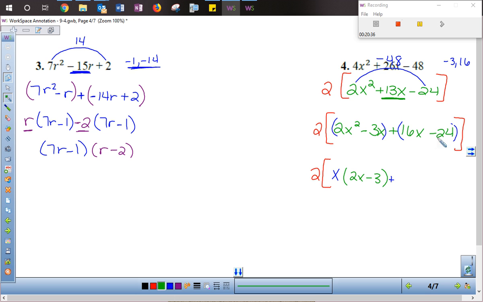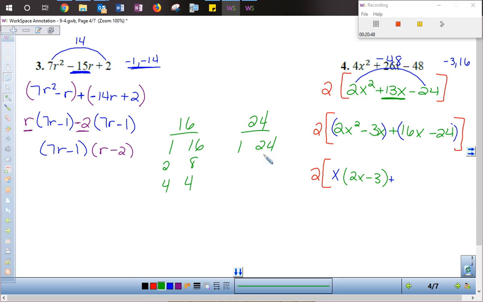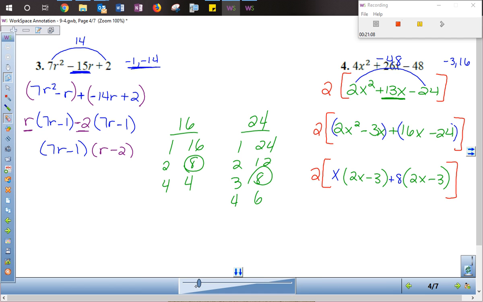So with 16 and 24, if I need to, I can always come over here and list my factors. And then I have 24, which is 1 and 24, 2 and 12, 3 and 8, 4 and 6. Now the biggest number that they both have in common is 8. That means my GCF that I can take out here is an 8. And 16x divided by 8 is 2x. Negative 24 divided by 8 is negative 3. And then you can close your bracket to make sure you know everything that goes inside of it.